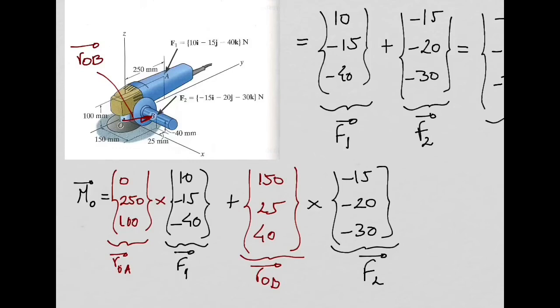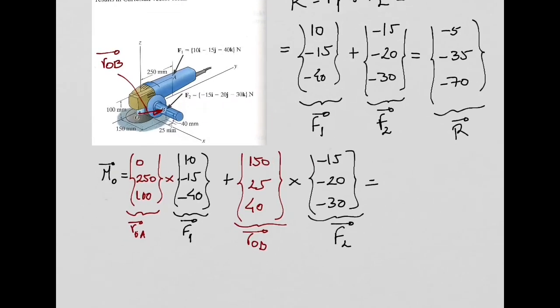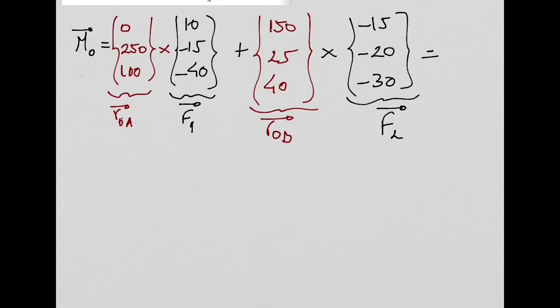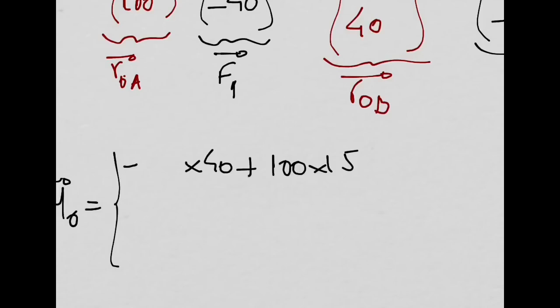So the only thing I have to do now is the cross products, and then I get the moment. So let's do these ones. I'm going to continue here, okay? So MO. Let's start with the first cross product, this one here. My X component is this times this minus this times this. So it's going to be minus 250 times 40. Minus with minus is plus 100 times 15. Let me write this. This is 250, right?